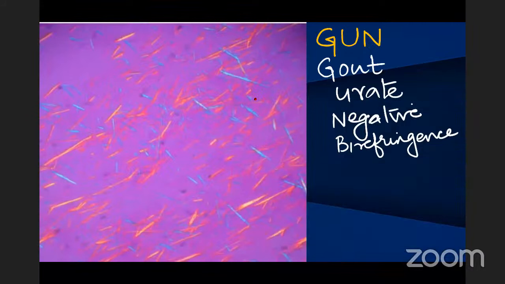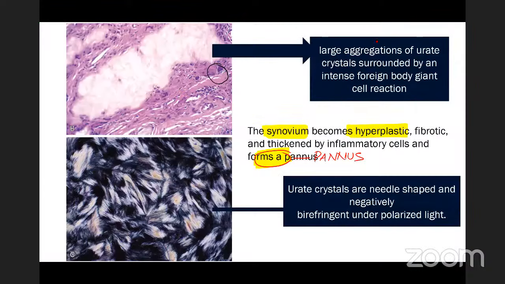Whereas needle-shaped crystals are very classical of gout. So remember, gout has urate crystals and they are negatively birefringent. They are negatively birefringent. Okay, so remember, gout and PCR positive. So please remember, this is an image that they can give you.